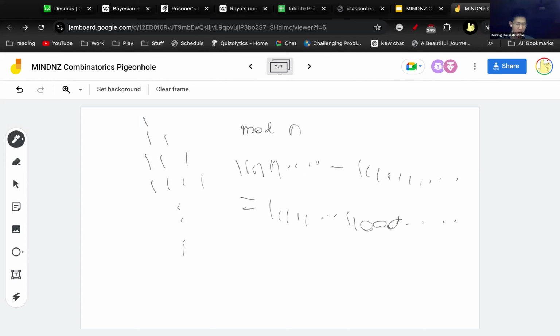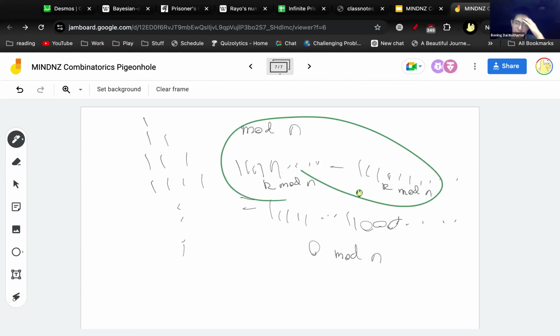I'll explain that. The first term is equal to k mod n, and the second is also equal to k mod n. So if we subtract them, we get that it's equal to 0 mod n. These are all ones, and these are all zeros. So we're done, and that was by the pigeonhole principle, keeping with the theme of this lecture.